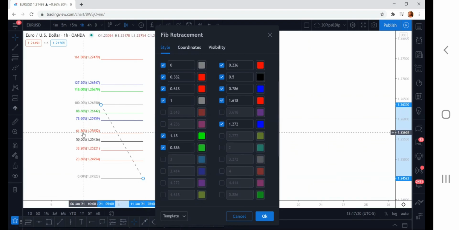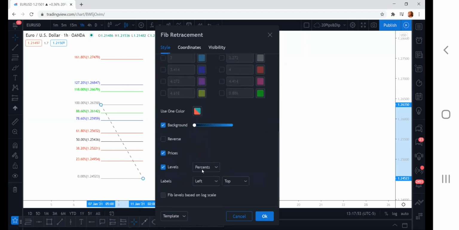The 61.8 is one of the most common levels, and I have it as red. The 78.6, I have it right here, it's blue. The 88.6, I have it here, it's green. The 100%, which is going to be the full move, is here as 1. The 118, okay, 1.18. The 127, 1.272. The 161.8, okay? These are my Fib settings, all right?